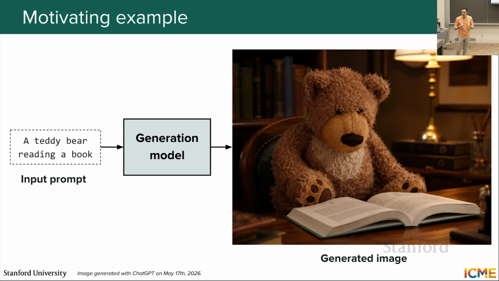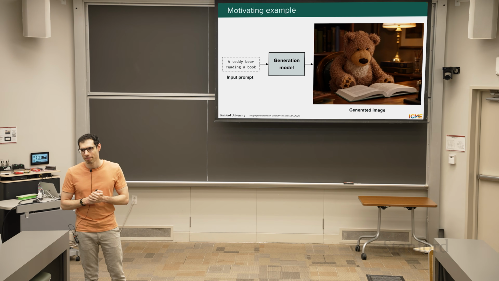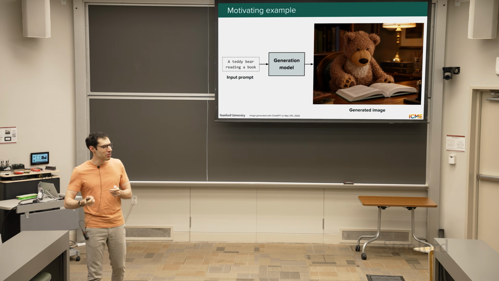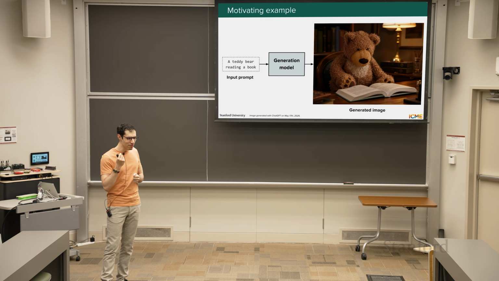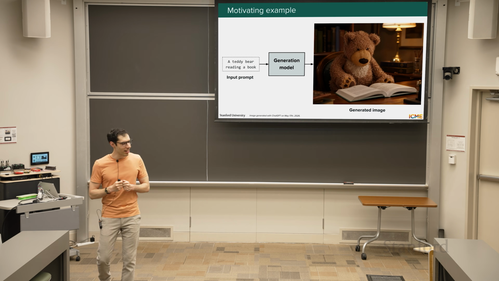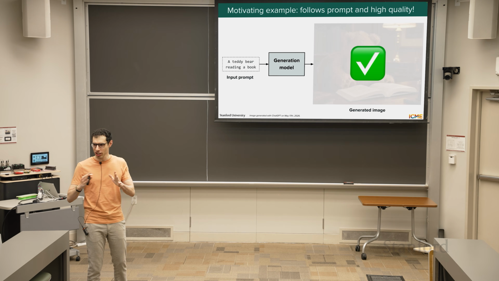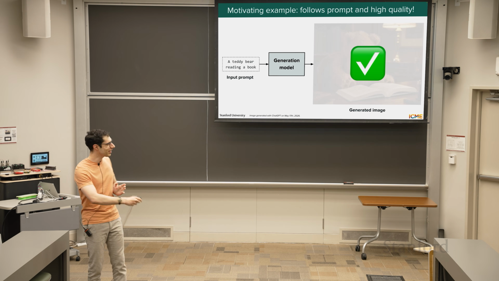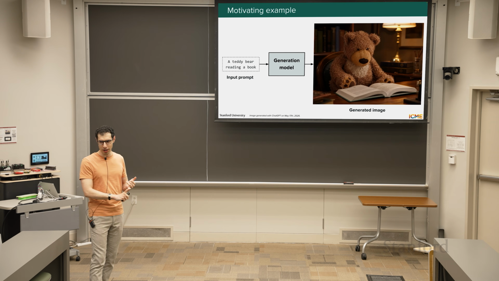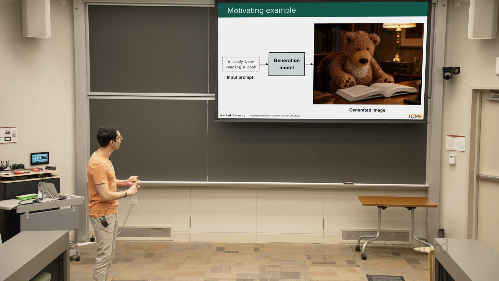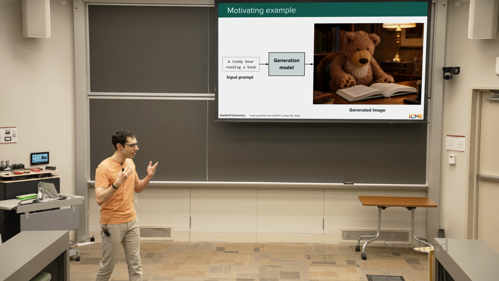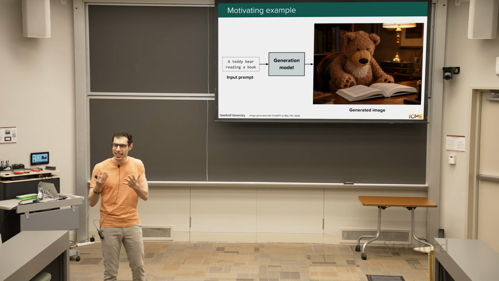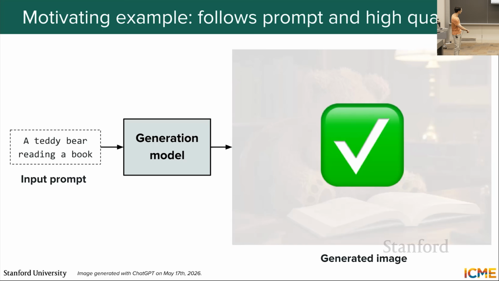OK, last one. Is this image a good image or not? OK, so who says good image? Bad image? OK, so why is it a bad image? Yeah, so you have a very refined taste, which is great. So let's suppose that this image is good enough for us, because first it's following the prompt. So it's a teddy bear reading a book. And then second, let's say it's more aesthetically pleasing compared to the other ones.